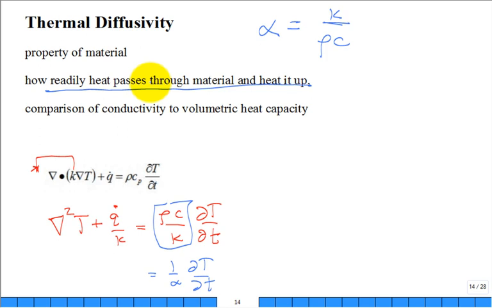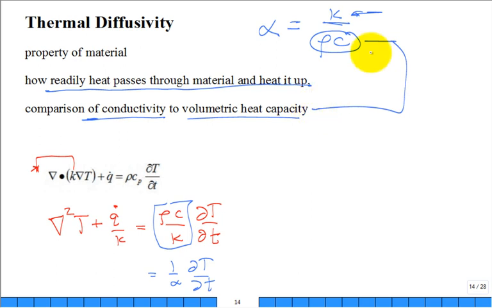Some materials are more like a freight train. They're going to heat up very slowly, but once they're hot, they're not going to cool down very fast either. A lot of inertia. So it's a comparison of the conductivity, the numerator, to the volumetric heat capacity. This rho C is a volumetric heat capacity. Other than that, it's just a property.